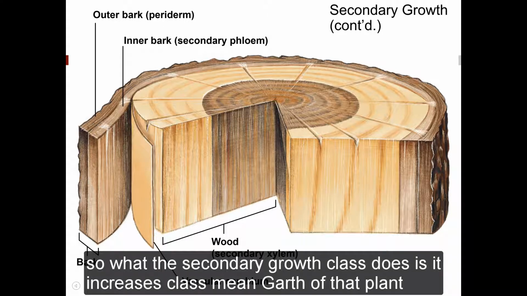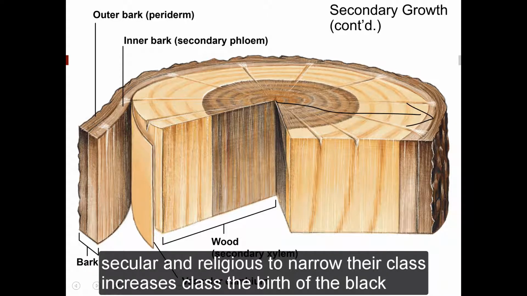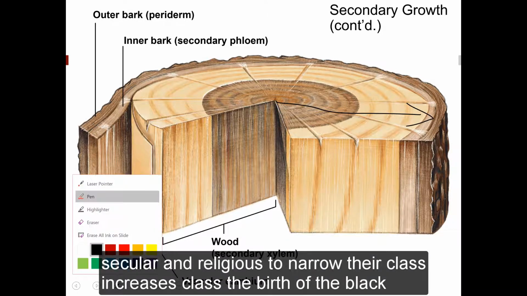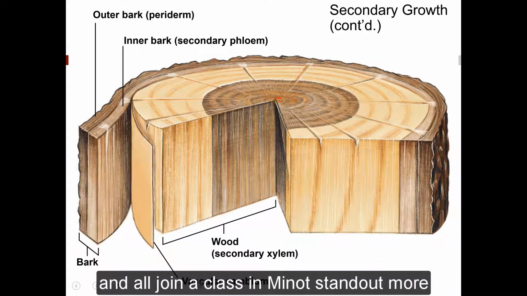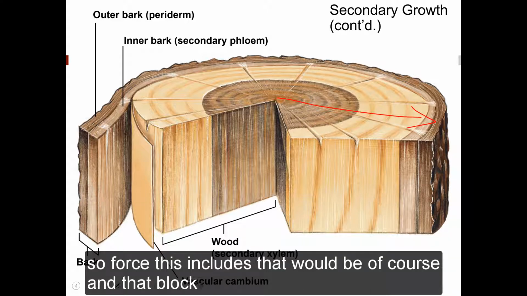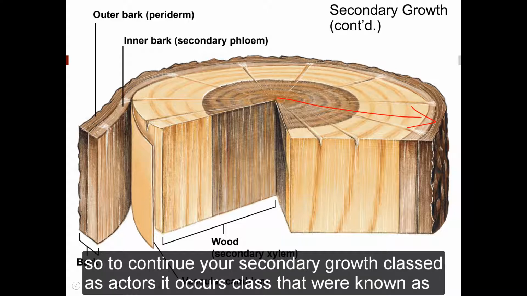What secondary growth does is it increases the girth of that plant. I just drew that arrow there, it increases the girth of the plant. And I'll draw it now in red, and maybe that will stand out more. So, of course, this includes that wood and that bark. To continue here, secondary growth occurs at what are known as lateral meristems.